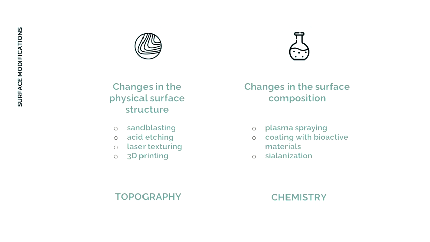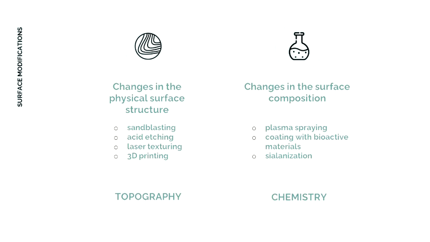So we can change the surface of the implant by applying two strategies. We can change either topography or chemistry of the surface. When we talk about topographical modifications, we mainly aim to change the physical surface structure. When we talk about the chemistry, we aim to change the surface composition. And we have different methods to do that.